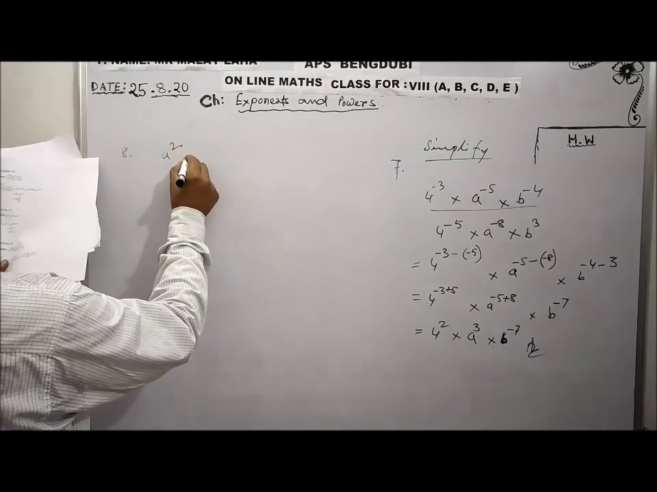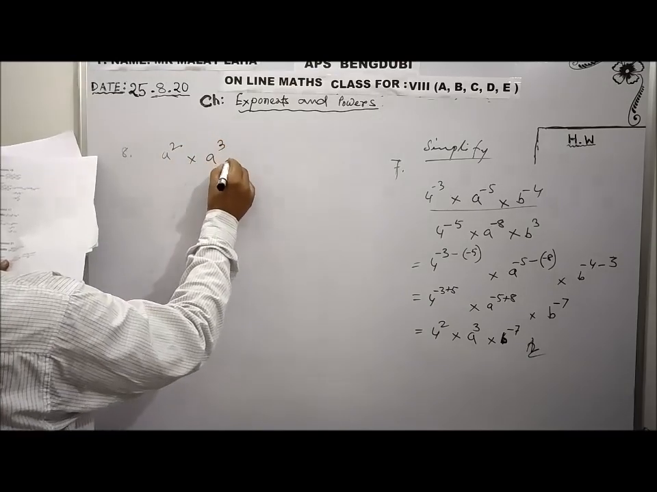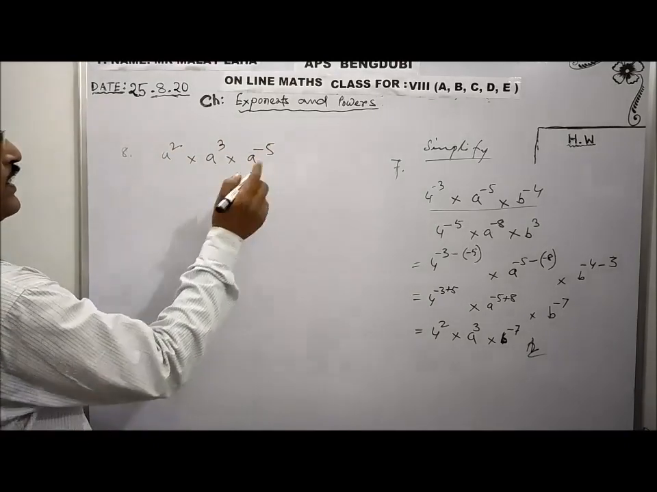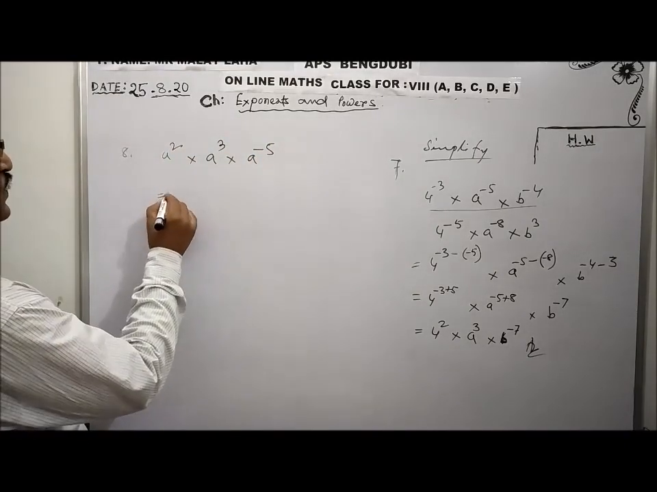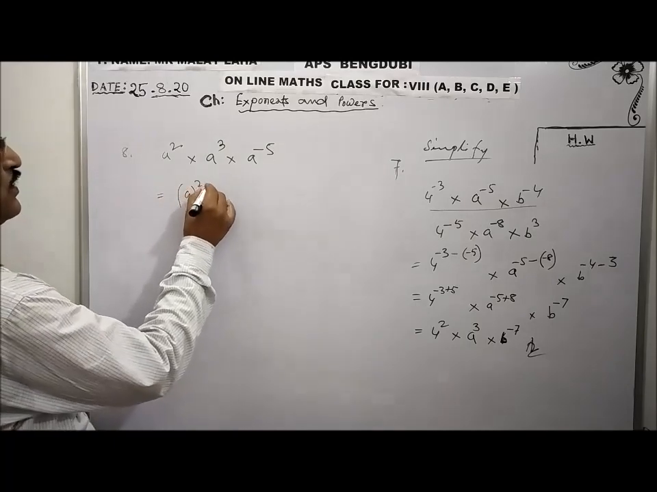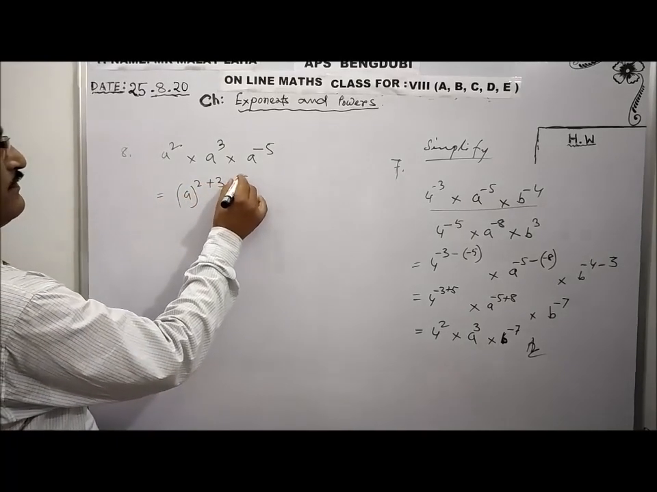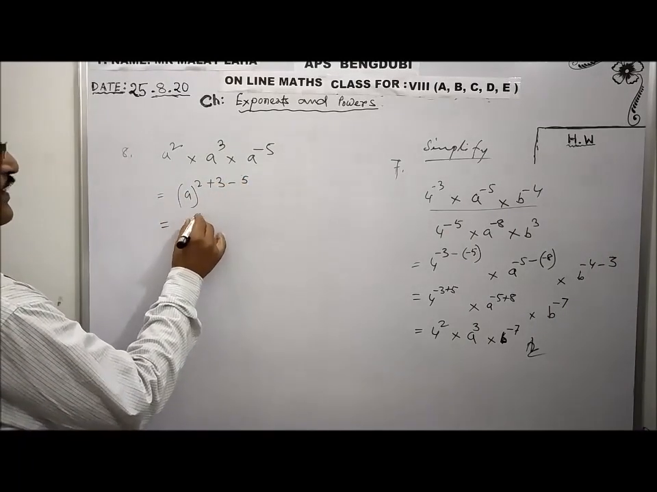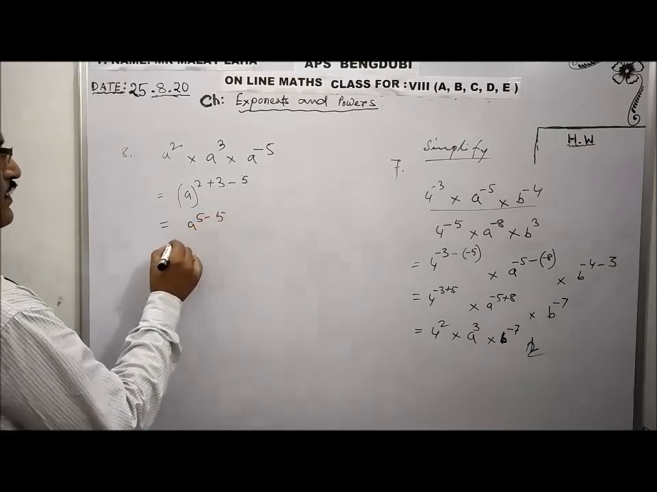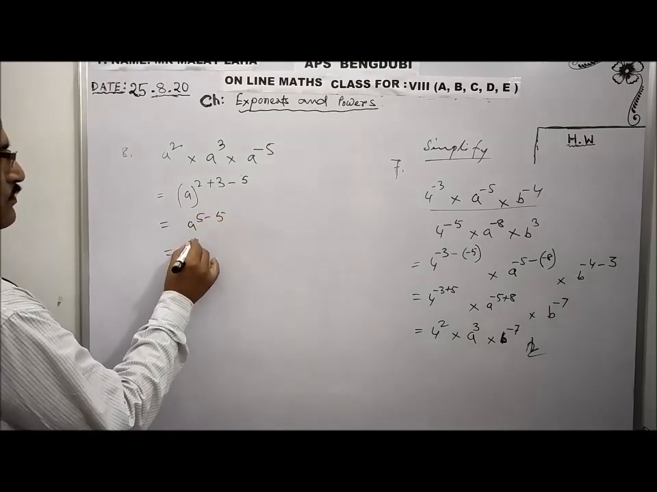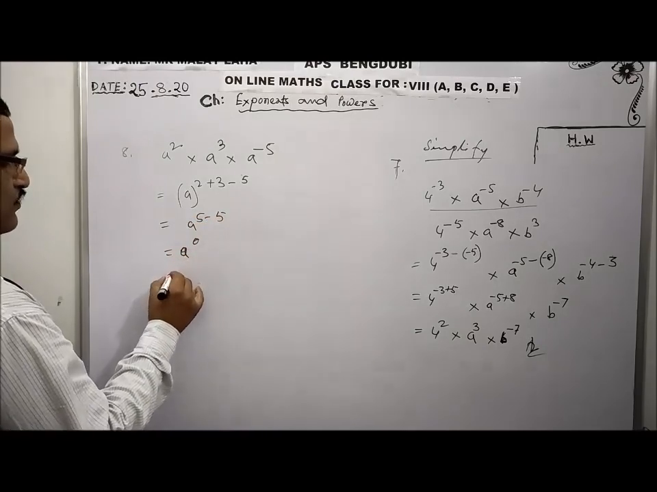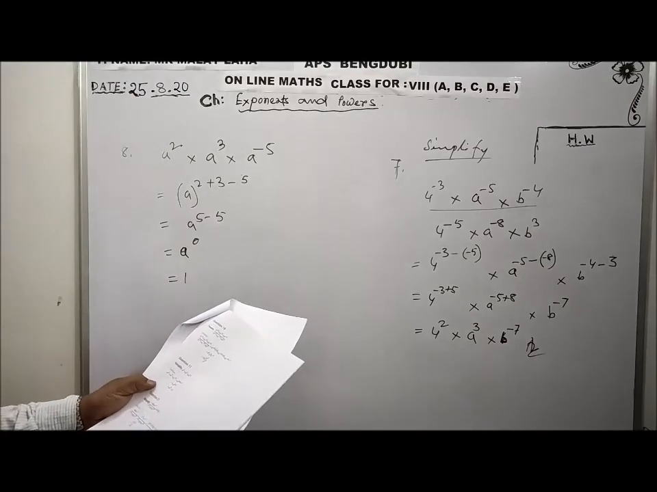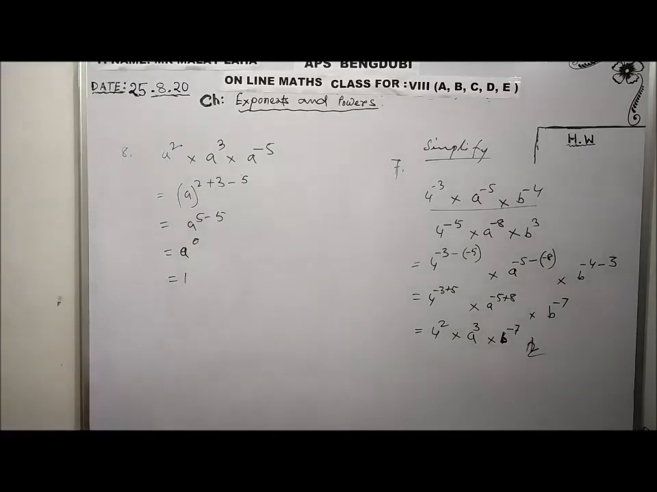Now a raised to 2 into a raised to 3 into a raised to minus 5, very simple. But you have to apply laws. All having what? A as the base. So I can show under one base 2 plus 3 minus 5. Okay, what is the answer? A raised to 5 minus 5, a raised to 0. When any number raised to the power 0 means 1. Answer is 1. Clear? Understood?